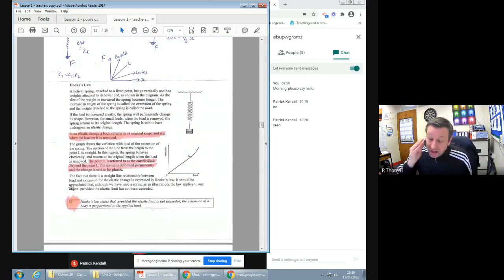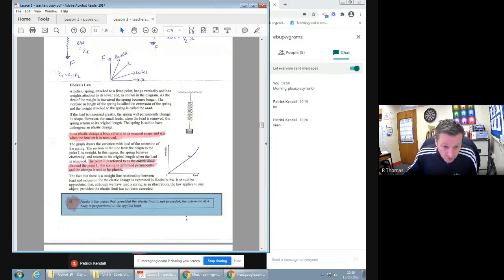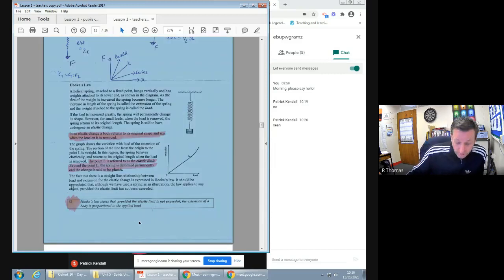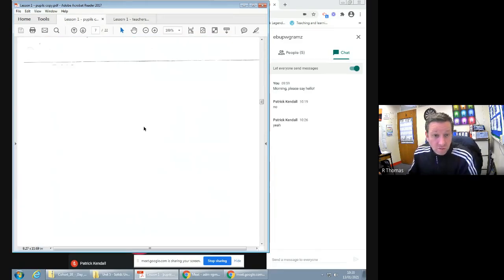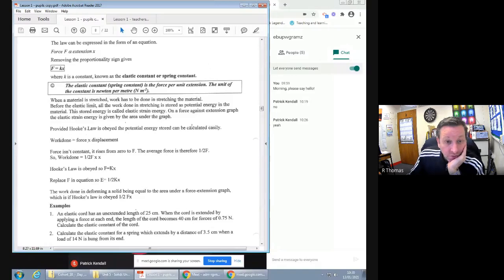And just like you will be asked to replicate the definition for conservation of momentum or principle of moments, you could be asked for 1 mark to write down Hooke's law: provided the elastic limit is not exceeded, the extension is proportional to the applied force or load, right? So learn that off by heart for 1 free mark. Right, so let's go back to your pupil's copy. Now, I know this is a little bit dry, but we'll come up to some questions in a moment.